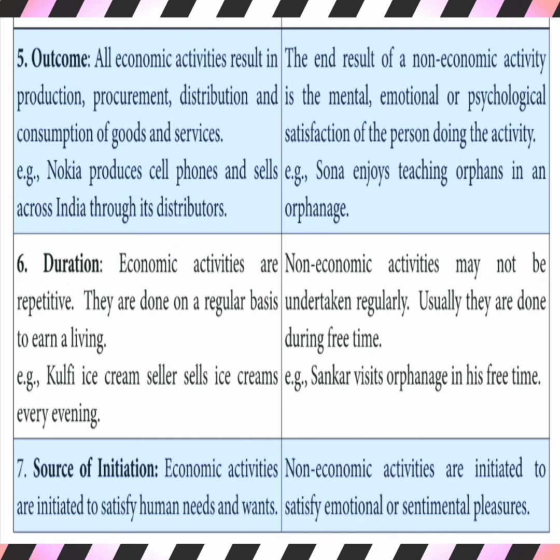Sixth difference, the basis of distinction, is duration. Duration means the time gap. So economic activities are repetitive. They are done on a regular basis to earn a living. It means those activities which are done regularly and out of which they earn money in order to live their life. Example: a Gulfi ice cream seller sells ice creams every evening. He sells ice creams and in turn he earns money.